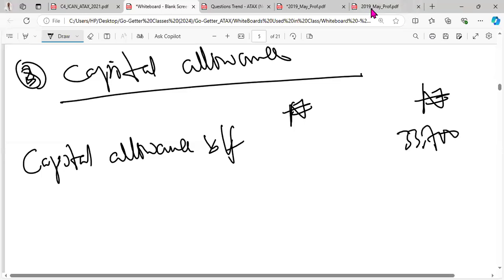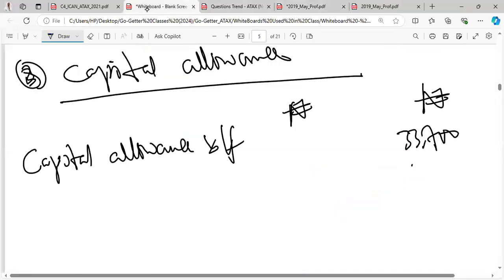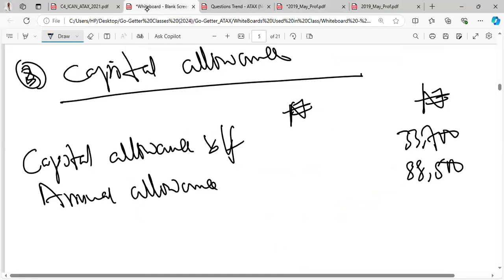Right? We're also told that the capital allowance agreed for this year is 88,500. So that's the annual allowance, 88,500. Let me write it. 88,500, annual allowance. Okay.